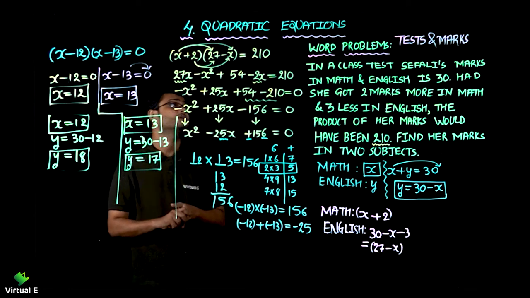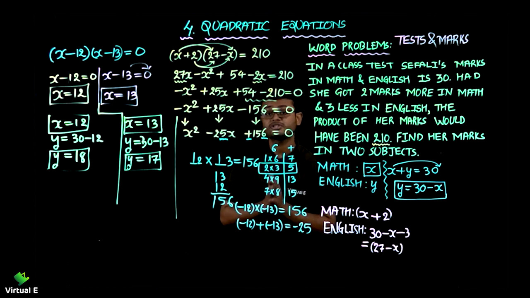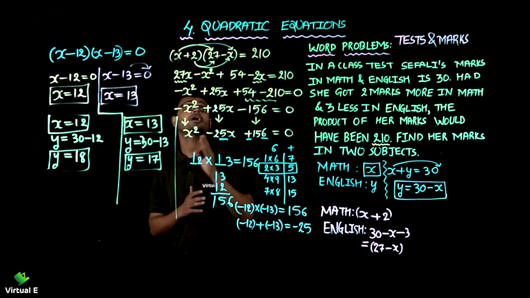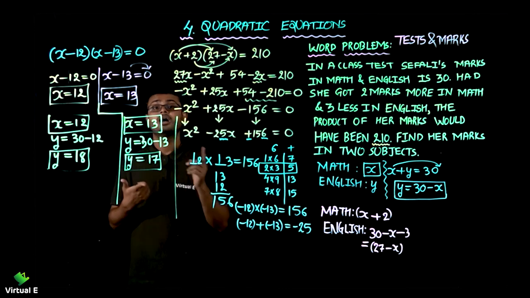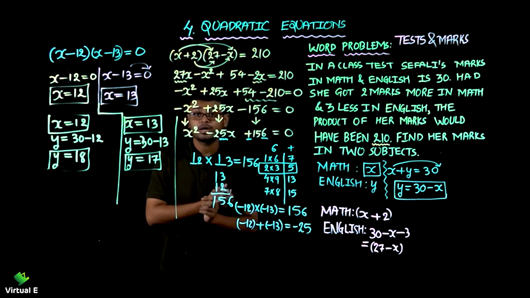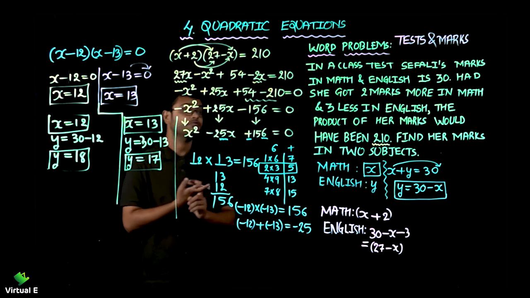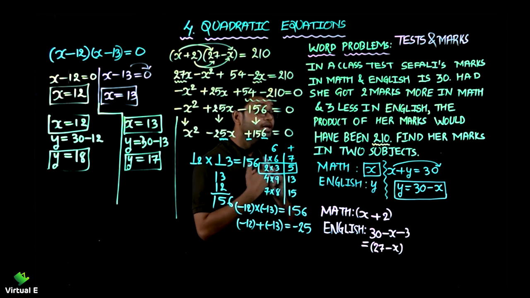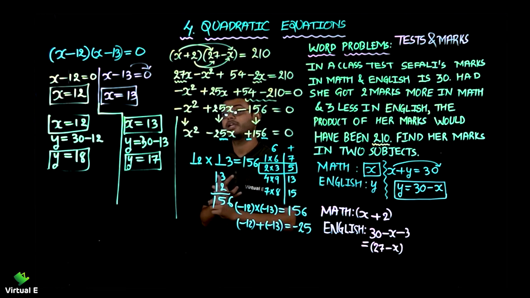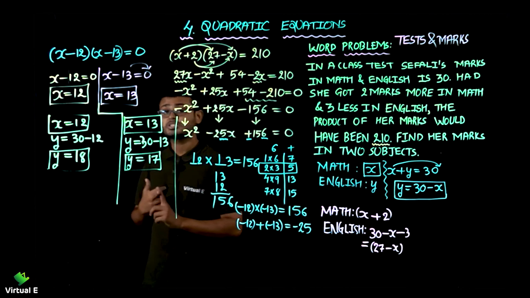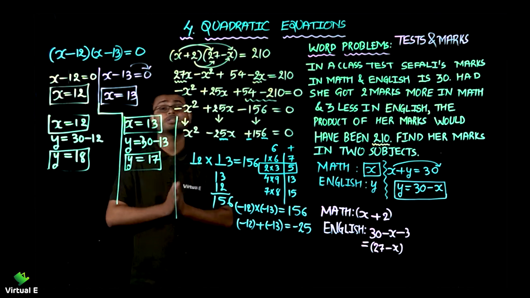This was our word problem related to test and marks. Here our chapter gets over, which is quadratic equations. In this chapter we discussed what quadratic equations are, what the conditions are to be a quadratic equation. We learned 3 different methods to find the solution of quadratic equations, how to deal with quadratic equations when you have a variable in the denominator, and a few cases with word problems. So our 4th chapter, quadratic equations, is over.